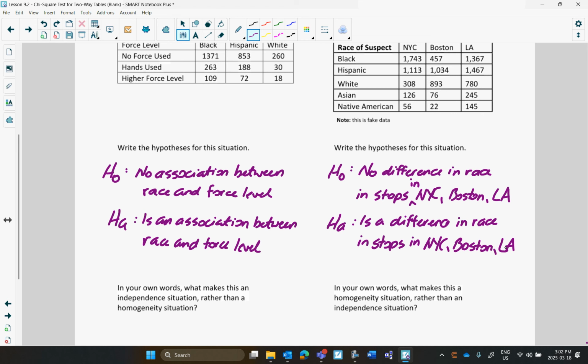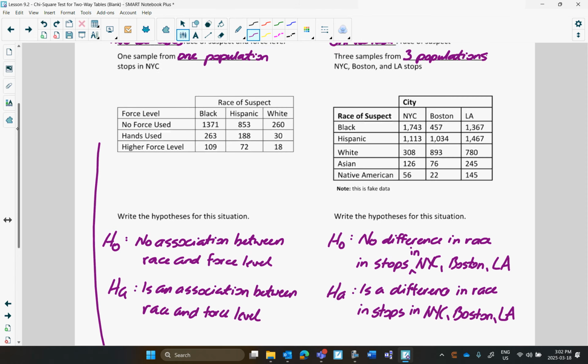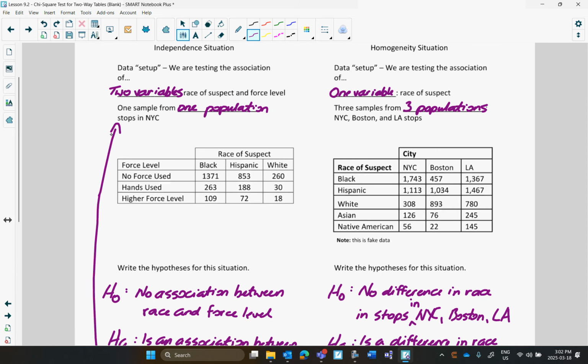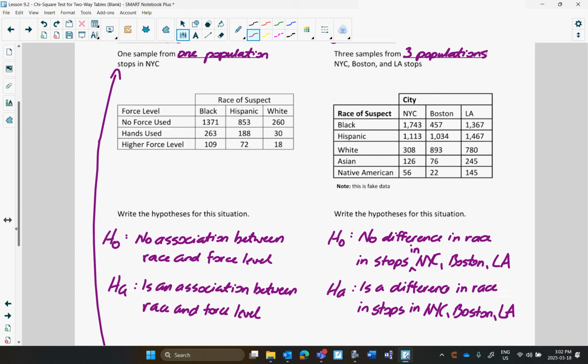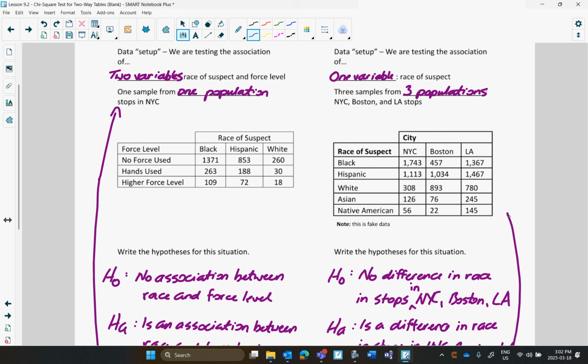I'm not going to read this. In your own words, what makes it an independence situation? Well, this is what makes it independent, what we set up here: two variables, one population. What makes this one a homogeneity? One categorical variable, but two or more different populations. In this case, three, but it could be four populations, five, as long as it's two or more. I'm not going to rewrite that. You guys go back to the conclusion on this.